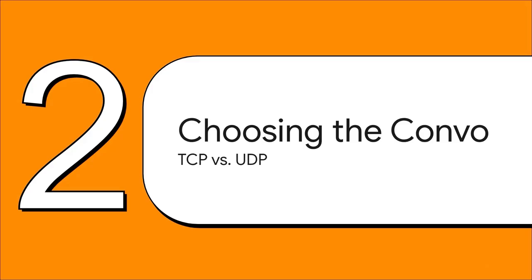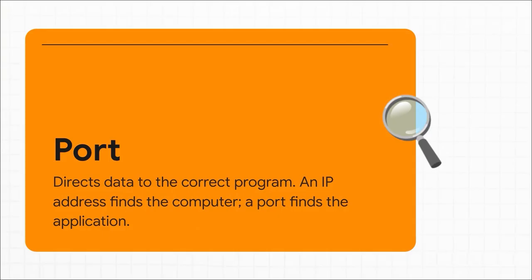All right, we have the address, so our computer knows where to send the message. The next question is, how is it going to talk to the server? It turns out there are a couple of main conversational styles for sending data, and each one is good for different things. But first, one last little piece of the address.